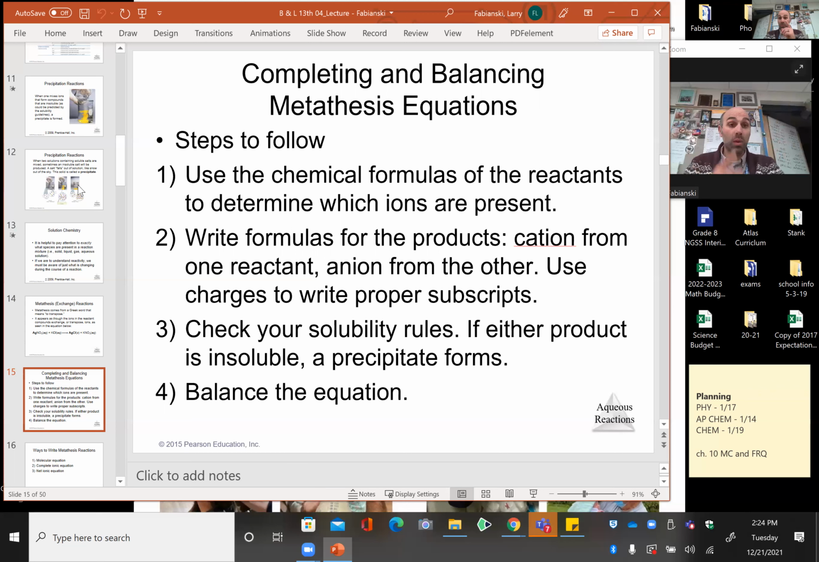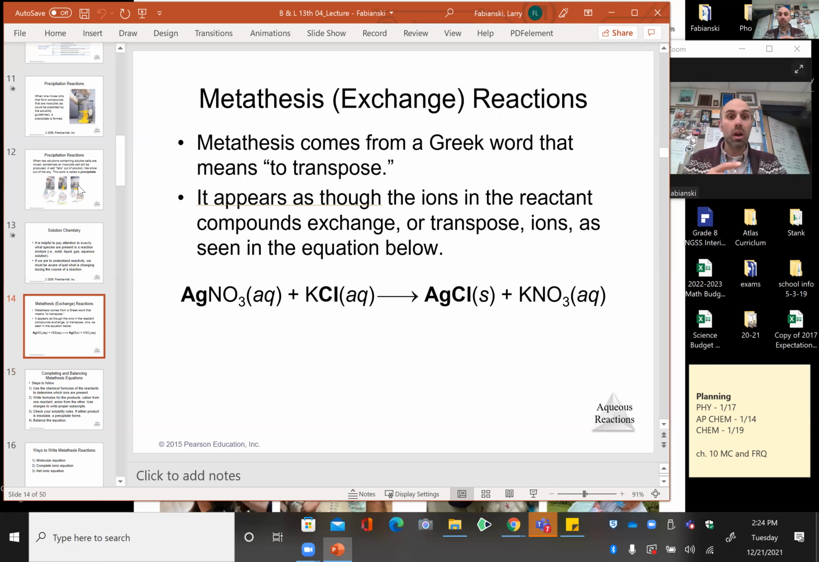Very important. When you're checking your solubility rules, let's go back to the previous slide. Hopefully you guys can see my pointer here. Where actually I could change this. Give me 2 seconds. Annotate. Spotlight. No. Yeah, I think I want the spotlight. Sorry. Yes, there we go.